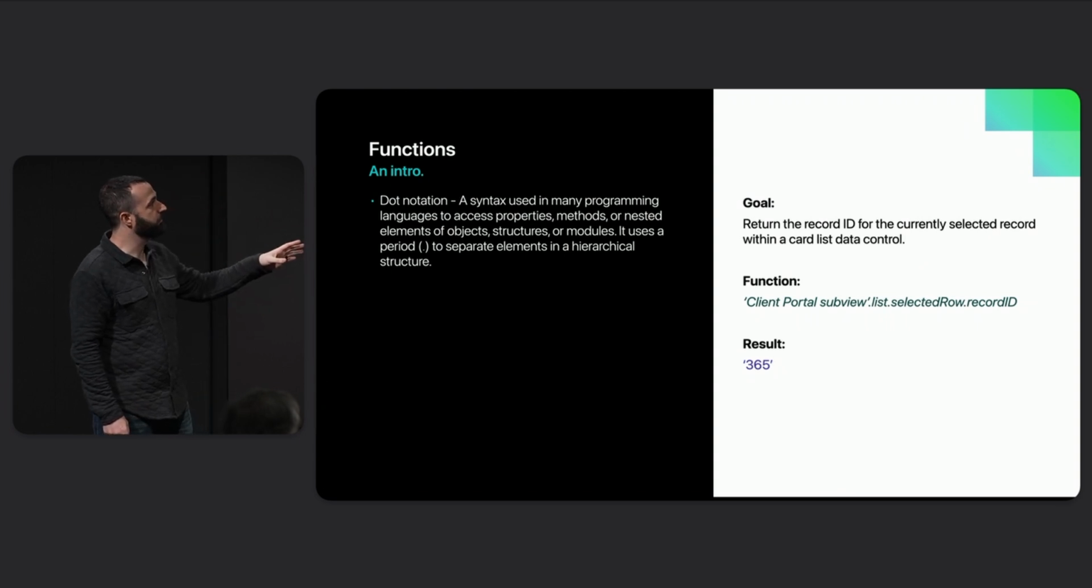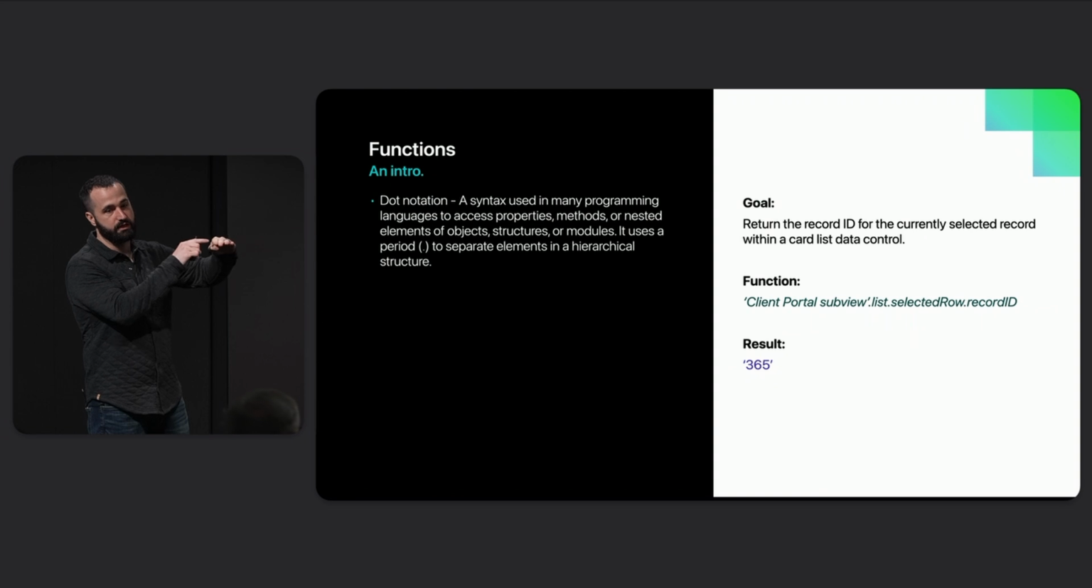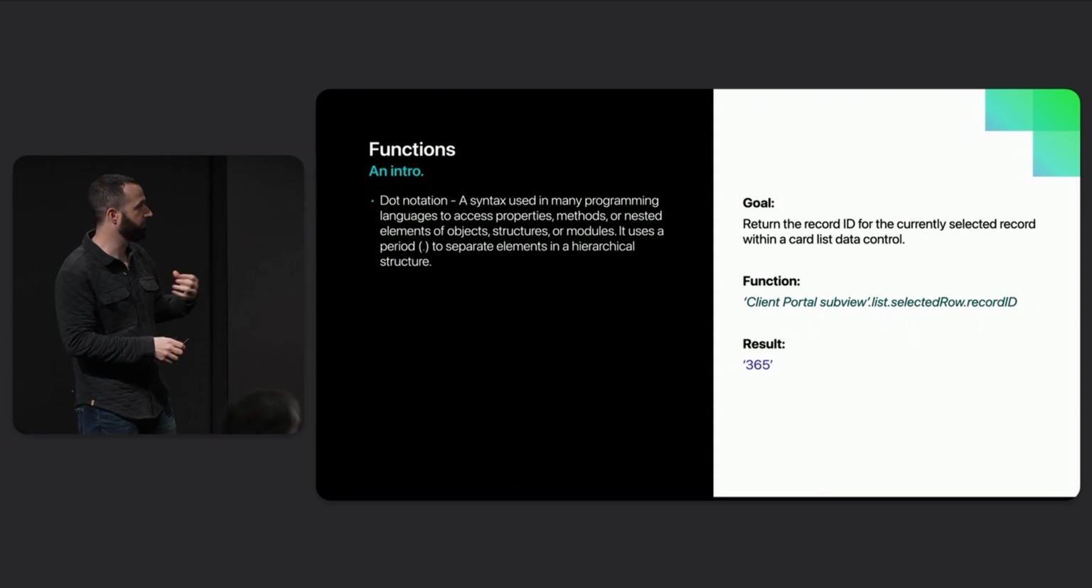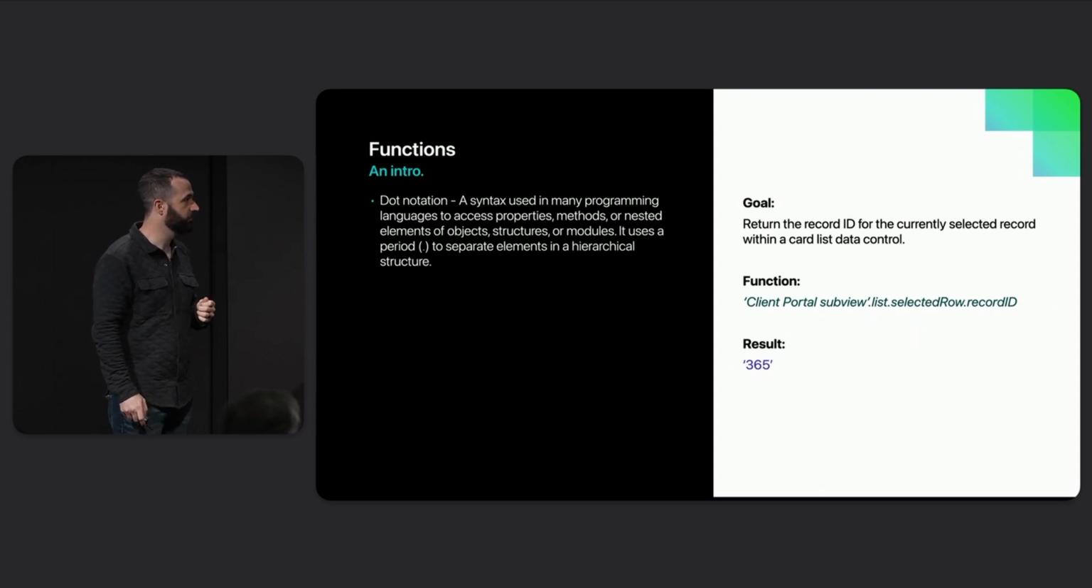So a real quick example here: we want to return the ID for a currently selected record within a card list. What I'm doing here is getting the view called client portal subview, the object, which is a card list called list, the selected row, so what the user has actually clicked on, and then getting its record ID. And in this case, it gave me 365.